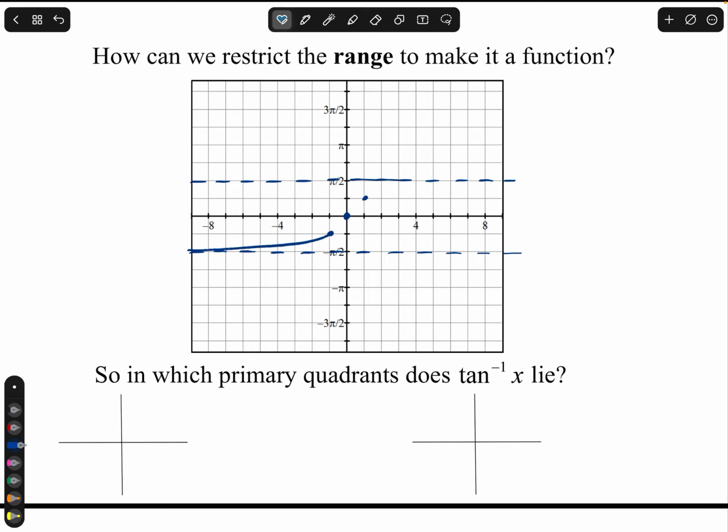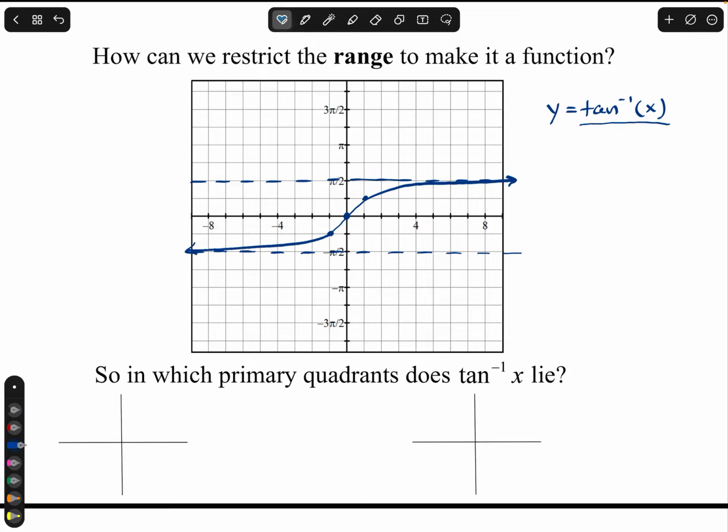Now we've restricted the range so that if we were to try to run a vertical line through it, we would only hit the function in one place. Therefore, this is now going to be a function. This is our function, y is equal to the inverse tangent of x. This is really important for us because when we plug anything into the calculator using the inverse tangent, it only gives us one output.